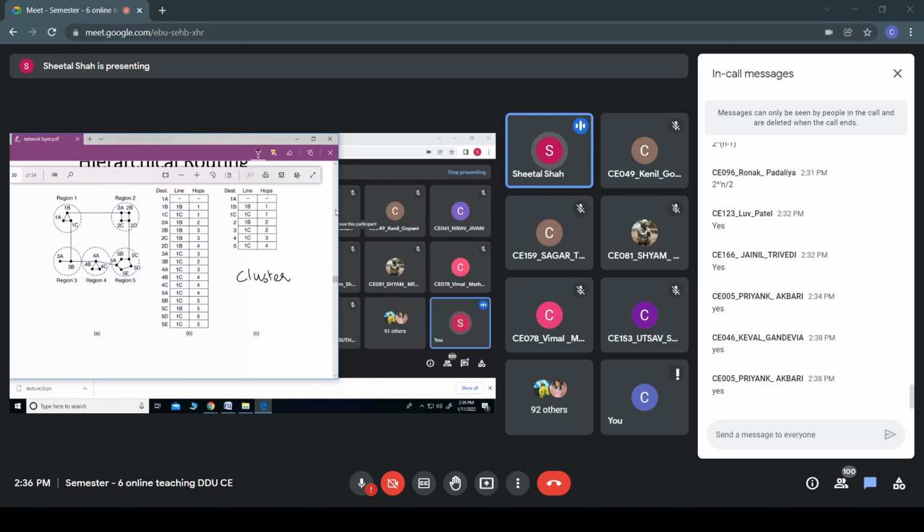If the number of regions is too large, then the regions can be grouped together, which is known as a cluster. Then if the clusters are still too large, they can be grouped together to form the zones. And zones can be further grouped together to form the groups and so on. Okay, so these are the levels of hierarchy.